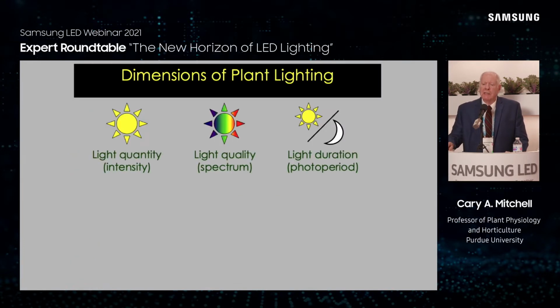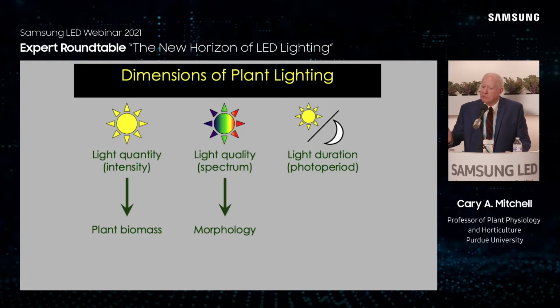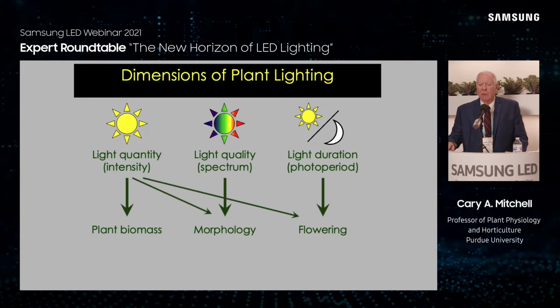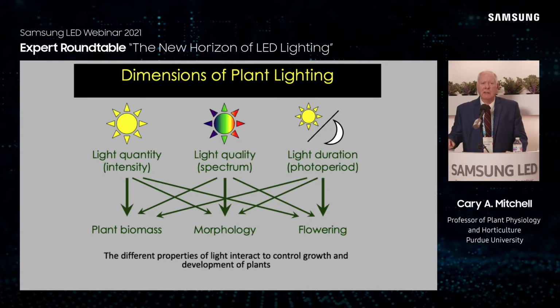Now, there are 3 dimensions of plant lighting. Light quantity or intensity gives you the biomass of the plant. The light quality or the spectrum gives the morphology or the development of plants. And the light duration or photoperiod controls things such as flowering. But it's not that simple. Light quantity also affects morphology and flowering. Quality does as well, and so does the duration. So even within light, the 3 parameters of lighting are completely interactive with each other.